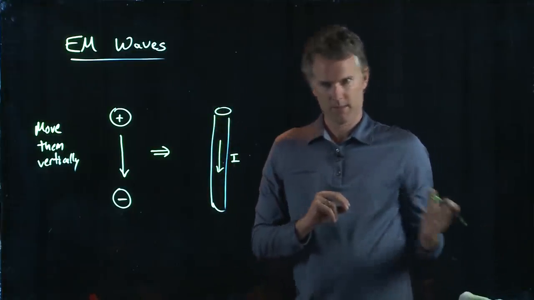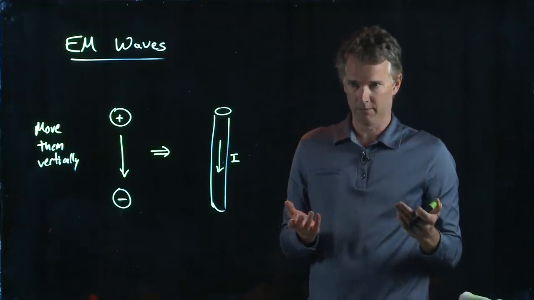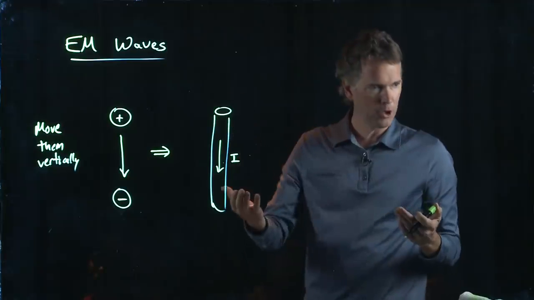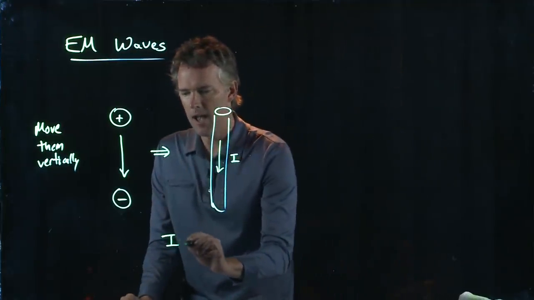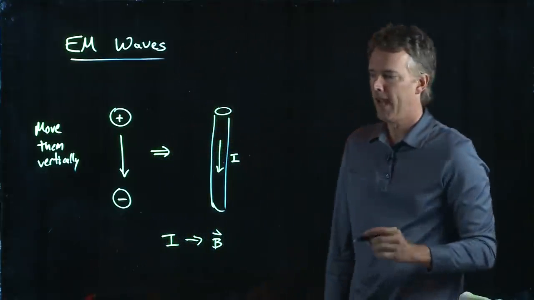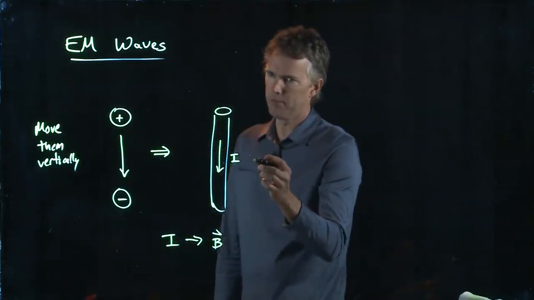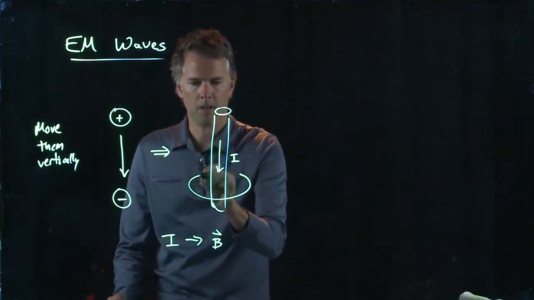It was the title of a couple chapters ago. Magnetic fields, right? If we have current, we have magnetic fields. I leads to magnetic fields B. And so there is a magnetic field that develops here. How does it develop? Like that.